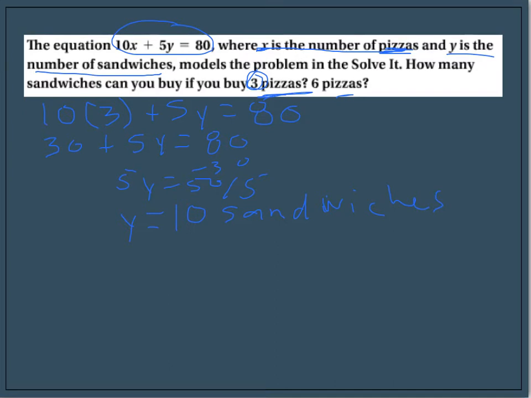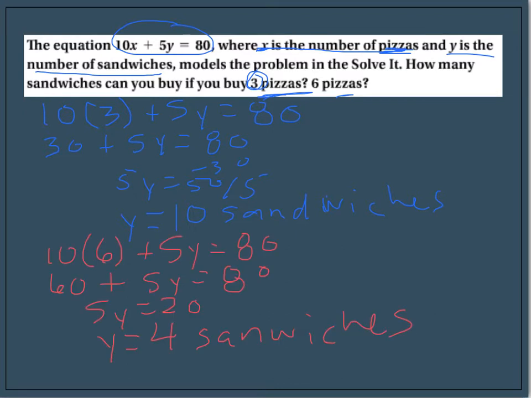I want you to pause the video and figure out how many sandwiches you buy if you bought 6 pizzas. You should have gotten 4 sandwiches. So again, the literal equation was representing sandwiches and pizza, and I would use that equation to help me solve how many pizza and sandwiches I would buy.